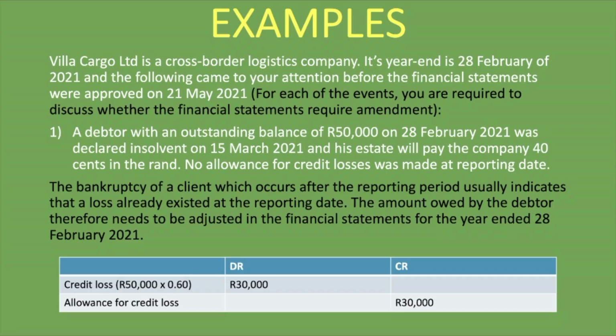So obviously that's going to affect our income statement or the statement of comprehensive income. The credit loss is an expense, so we have to include that amount of 30,000 Rand. The allowance for credit loss of 30,000 Rand, as an allowance was not initially created, is a negative asset account, and it's going to go into our statement of financial position. This is the adjustment that we need to make in our financial statements because this is an adjusting event.